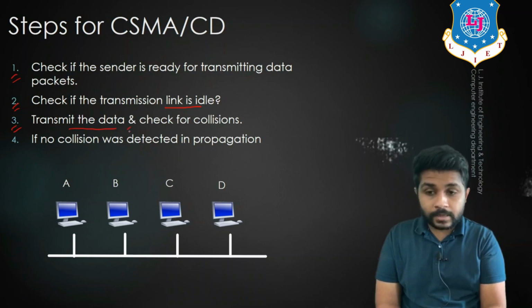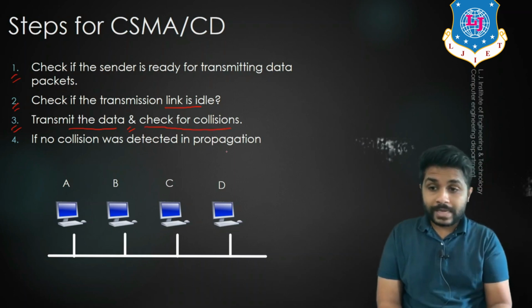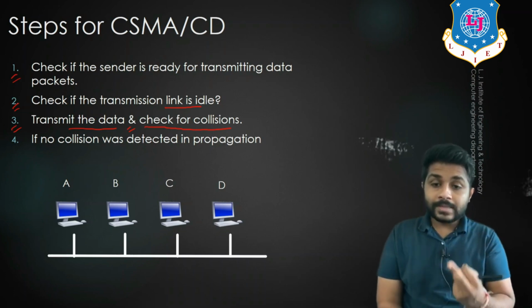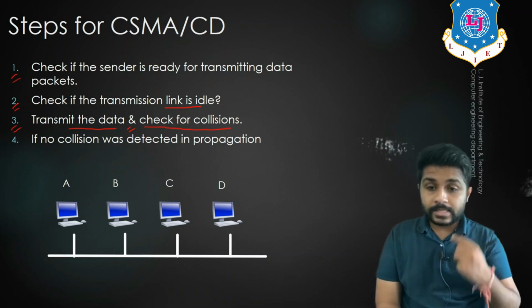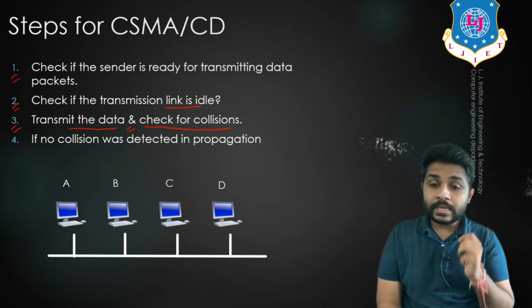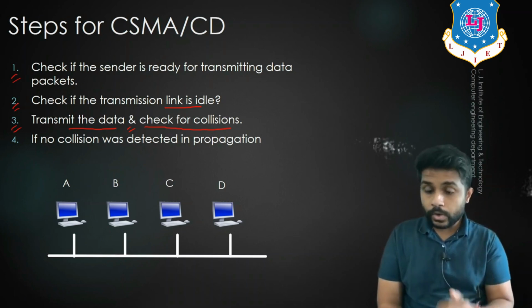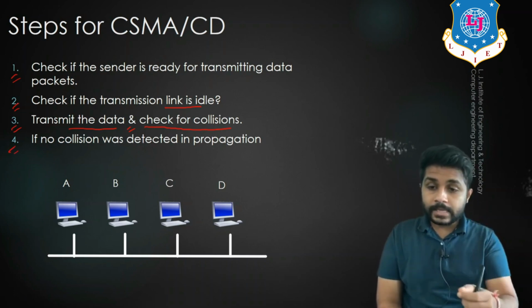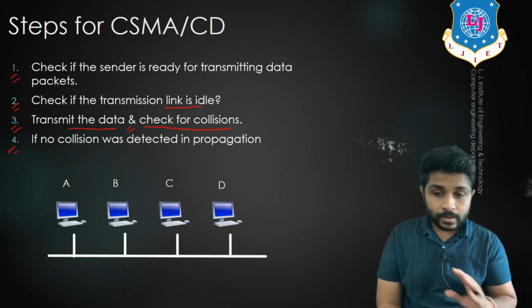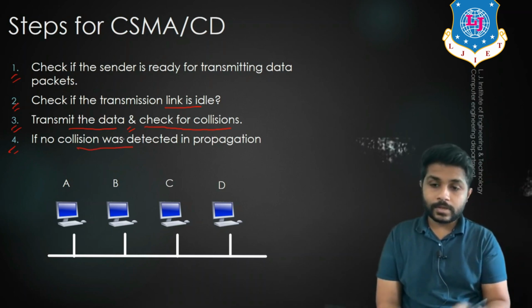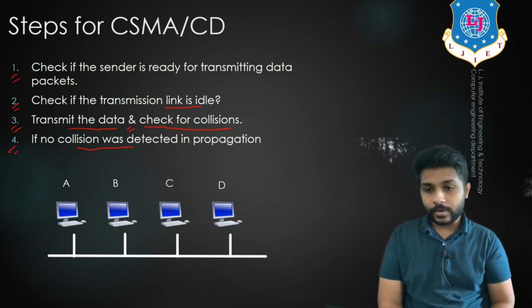And while transmitting the data, the sender will continuously check for collision. So in the third step, the sender is doing 2 things. The first one, the sender is sending data. At the same time, the sender is also checking whether there is a collision in the link or not. And during the third step, if the data is transmitted and no collision is sensed by the sender, it means the communication was successful. The data was sent successfully.